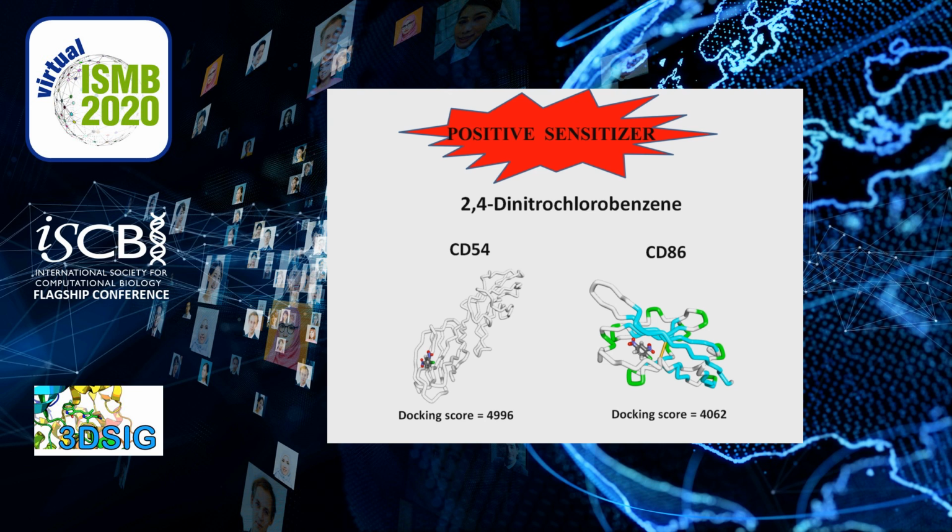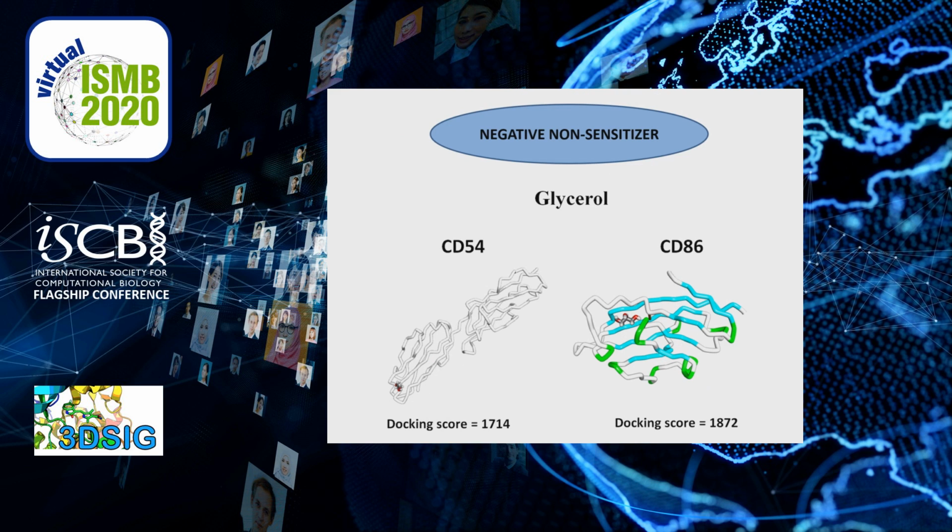Here, 2,4-dinitrochlorobenzene, which is a very strong sensitizer, marked in red showing positive sensitizer, is binding very strongly on CD54 and CD86, and this is the docking score of 2,4-dinitrochlorobenzene for CD54 and CD86. We selected a representation for one compound which is negative, meaning non-sensitizer. So this is the binding of glycerol on CD54 and CD86. Here you can see the docking score, which is much lower than the previous strong sensitizer. So this is the typical binding.